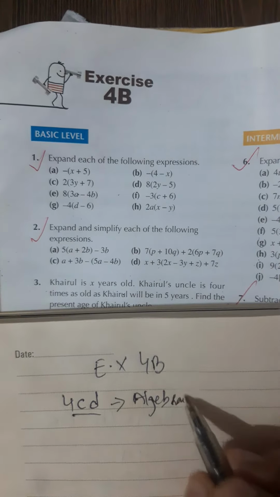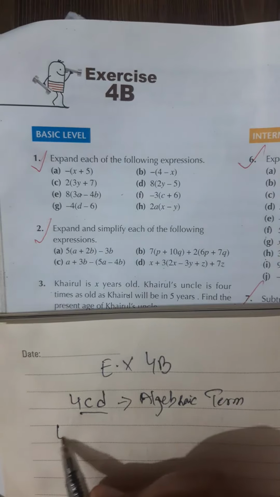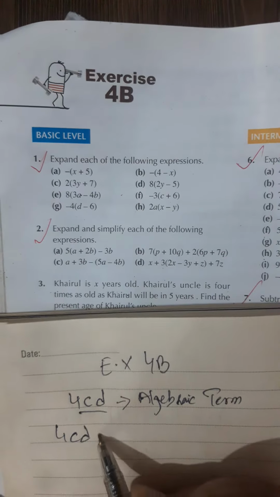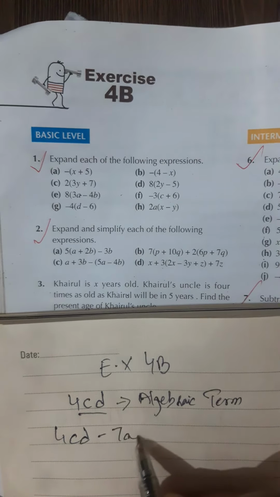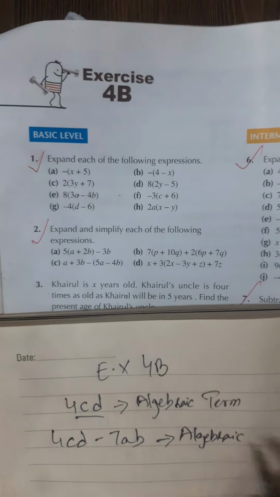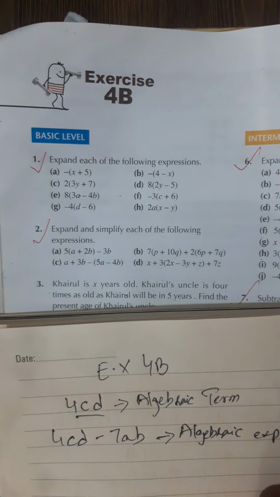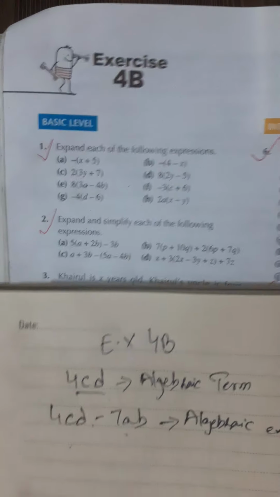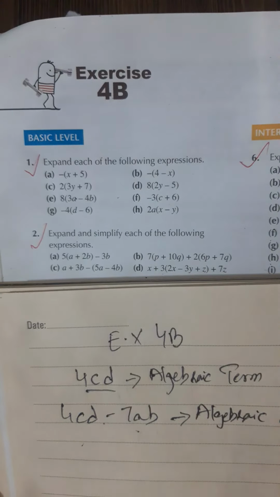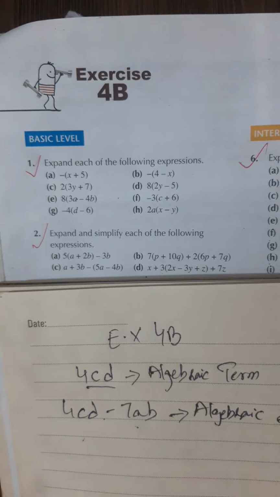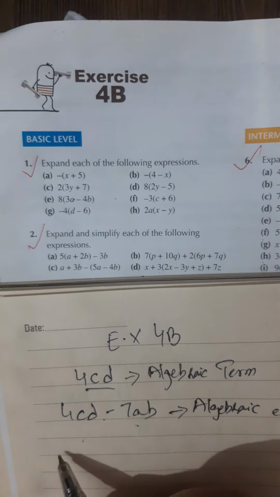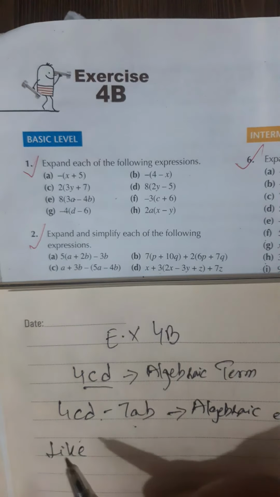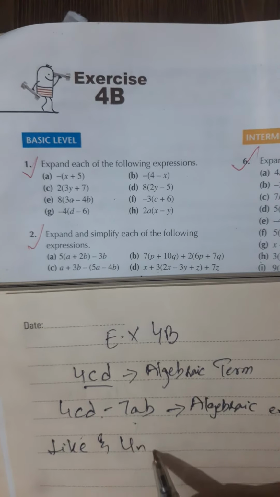These algebraic terms group together to form algebraic expressions like 4CD minus 7AB. This is called an algebraic expression. It's called an algebraic expression because it comprises two terms and an operational sign, a plus, minus, division or multiplication sign. This all is done. Then we do work on like terms and unlike terms.